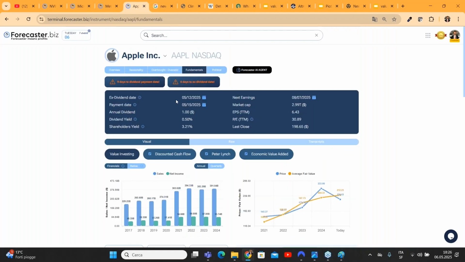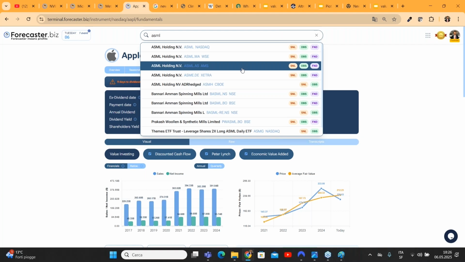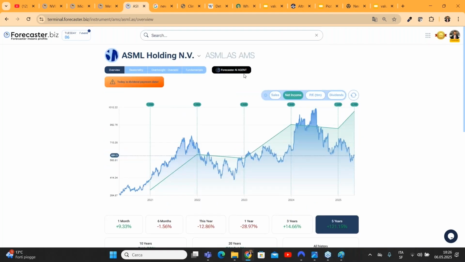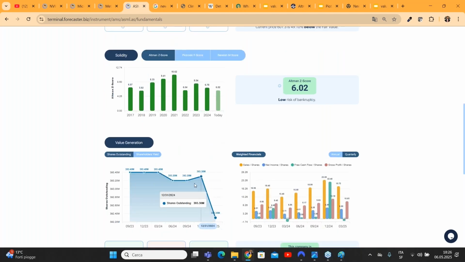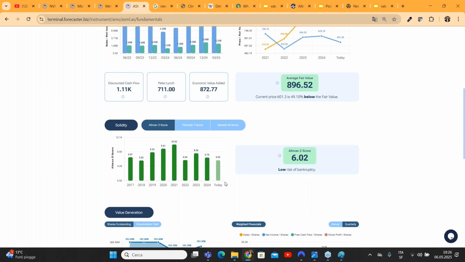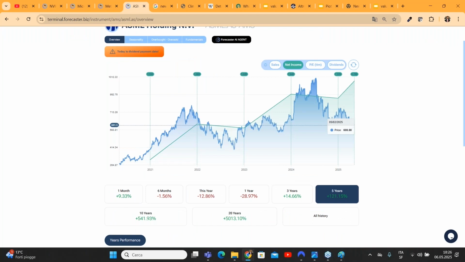Look, for example, we have ASML, which is a very important company that makes machines that make chips. If you go here to the fundamentals, look what they just did. They just repurchased a lot of shares because the shares went down a lot, and they really think the company is undervalued, and this is why they repurchased a lot of shares.